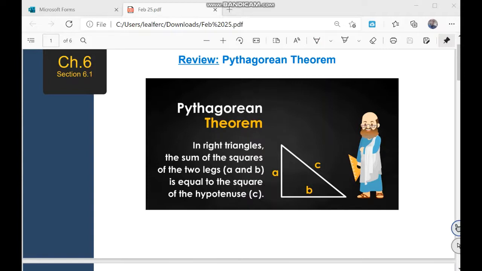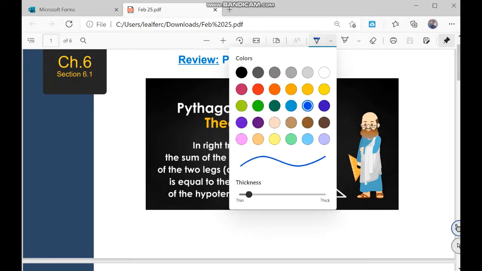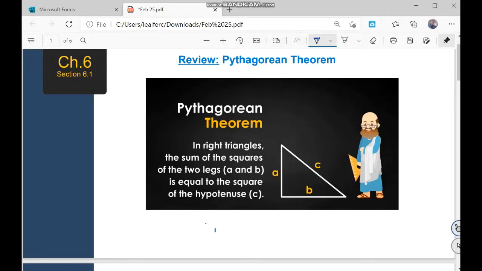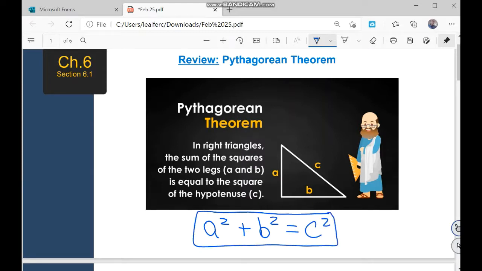This is the description, what the formula is about. And the formula is this: a squared plus b squared equals c squared. That's it. This is the formula. This is the Pythagorean theorem.